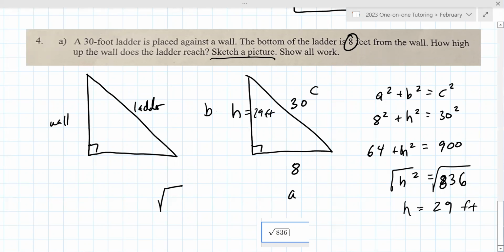Well, you're correct here, 29 feet. So let me know when you get this down so we can move on to part B.